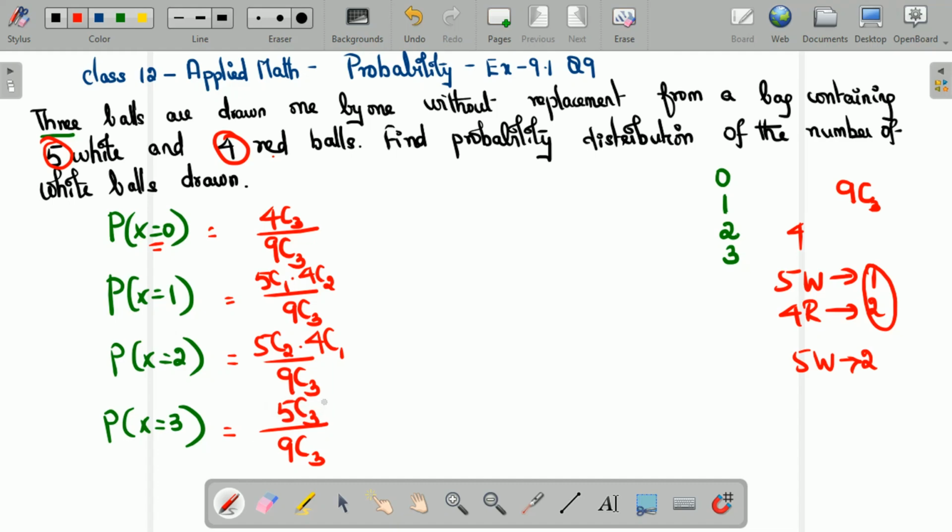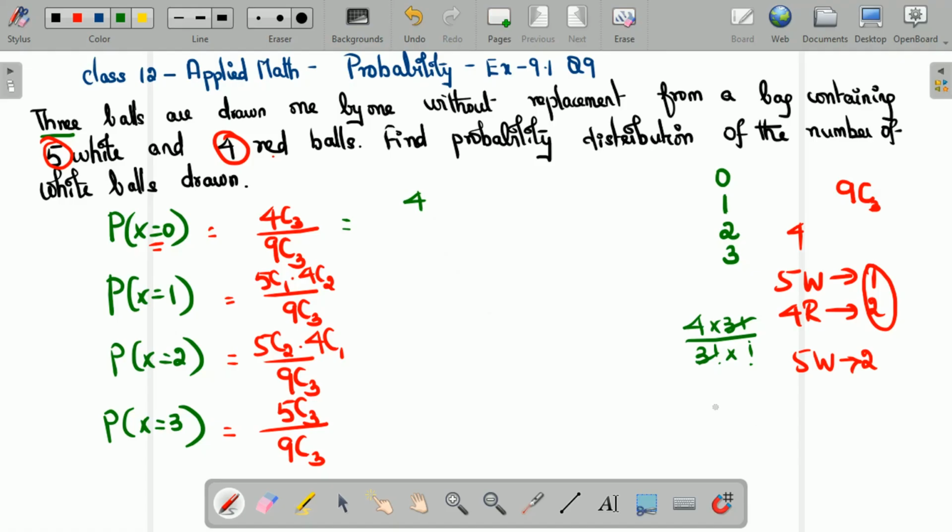Now let's work on simplification. We just identified what these are. Now let's simplify. 4C3 is nothing but 4 into 3 factorial divided by 3 factorial into 1 factorial. If you simplify, this will be just 4. So the numerator here is going to be 4.